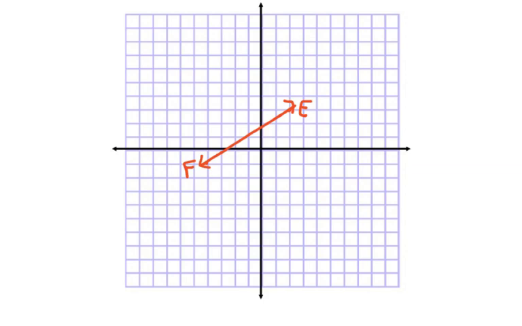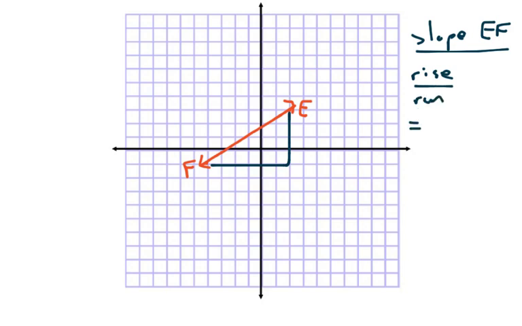So if we take a look and we draw out a triangle, the slope for line EF, we're still looking at rise over run. The rise would be 4, the run would be 6, which would simplify down into 2/3.